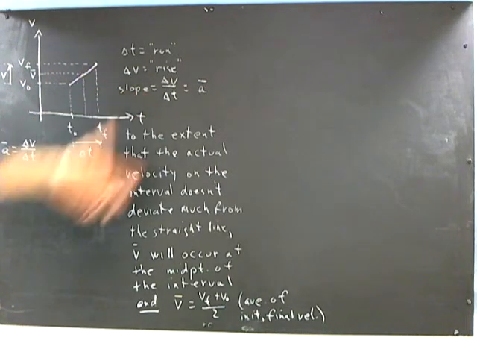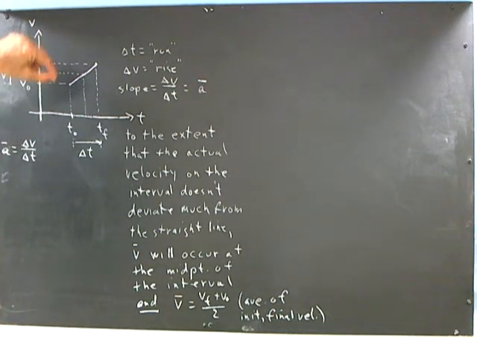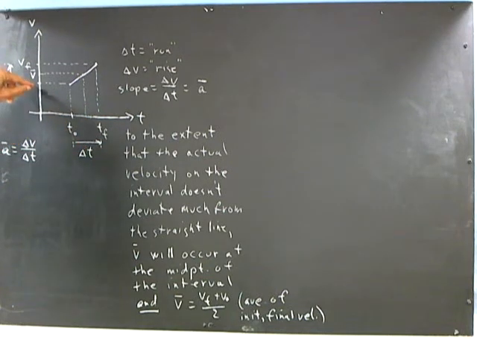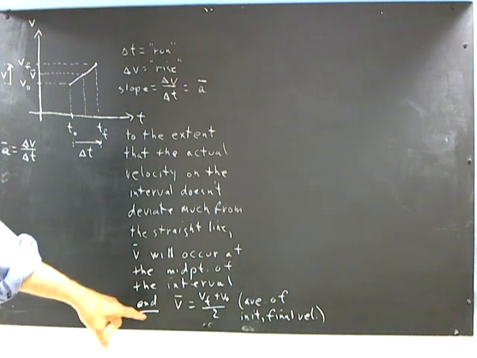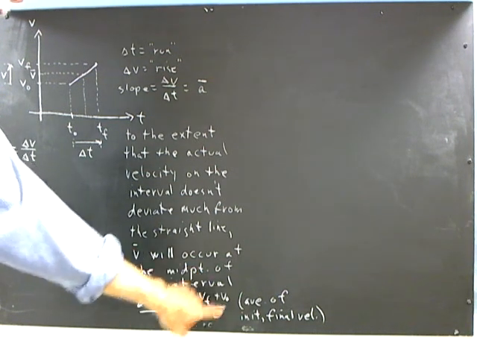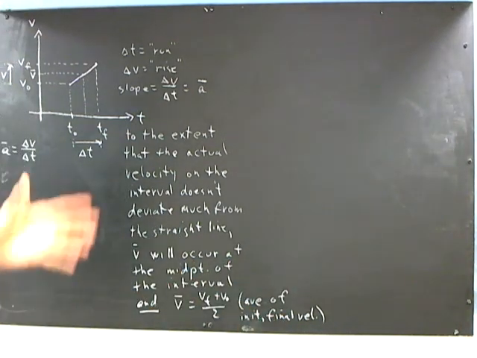Now this is very important, so I've written it down. Again, to the extent that the actual velocity doesn't deviate much from the straight line segment, the average velocity is going to occur at the midpoint of the interval, halfway between t0 and tf, and halfway between v0 and vf. And since it's at the midpoint of the interval, you can understand why, and you should think this through. The average velocity is therefore equal to (vf plus v0) over 2, which is the average of the initial and final velocities on the interval.